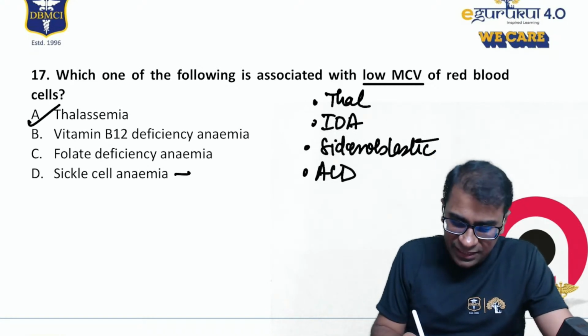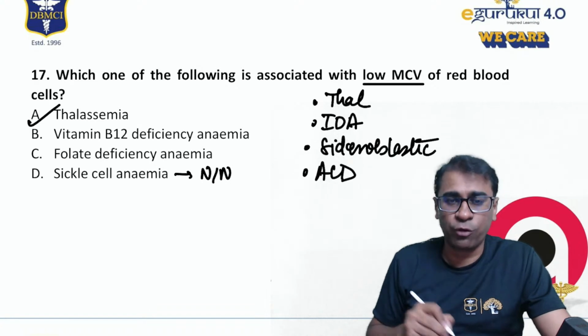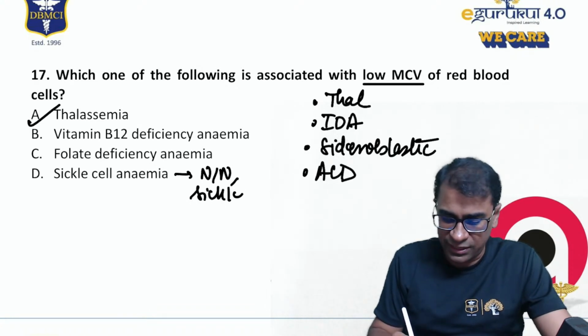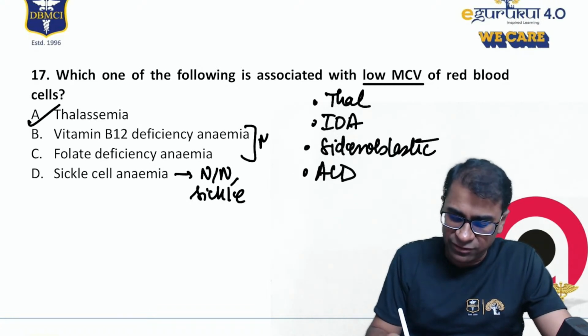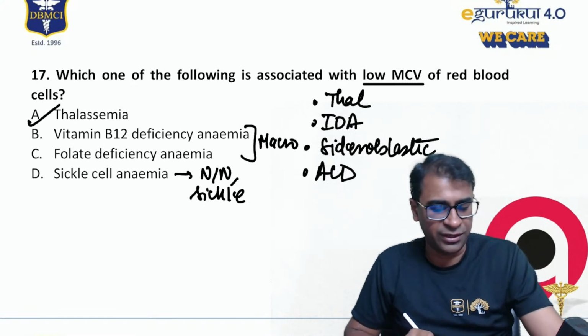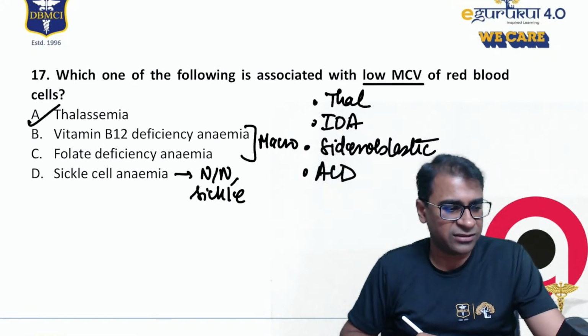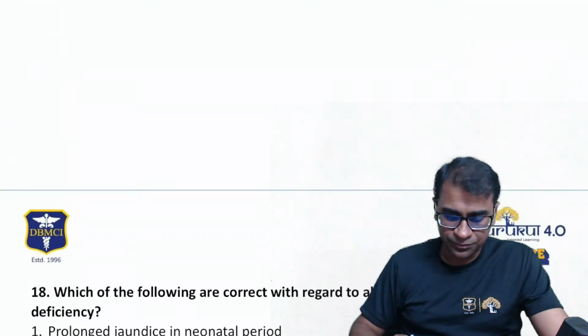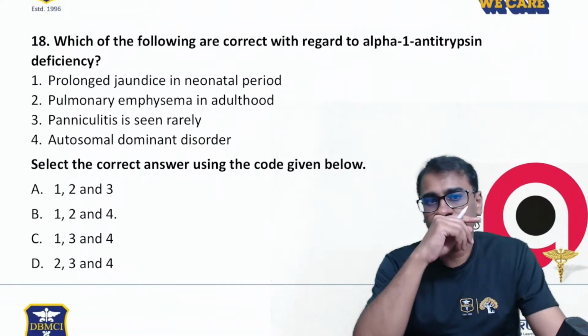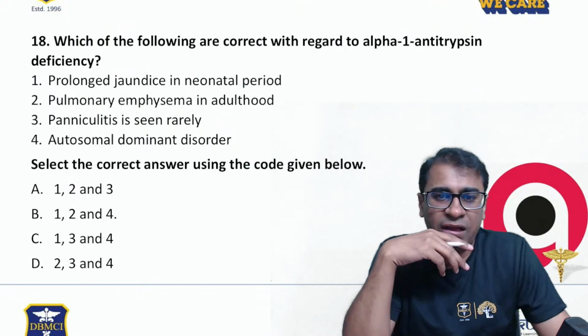Remember that sickle cell anemia often shows normocytic normochromic RBCs. Obviously, it can show you sickle cell RBCs also. Folate and B12 deficiency often show macrocytosis. Actually, here the right answer is A. Correct. The right answer is A here. This is a tricky one. Tell me the answer.